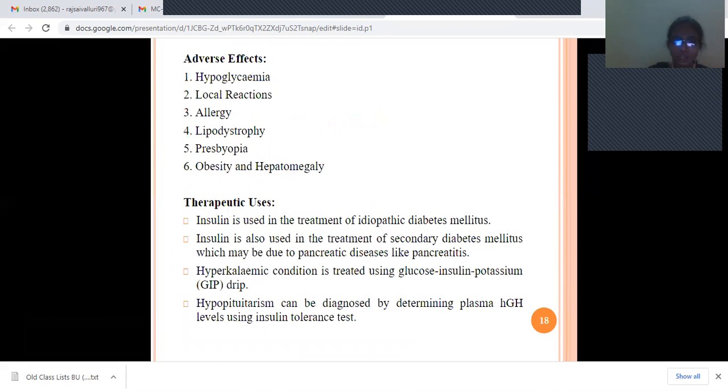So up to here we have discussed the introduction, the types of diabetes, the symptoms, what insulin is, its structure and mechanism of action, its uses and adverse drug reactions.